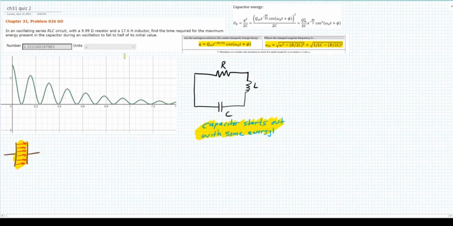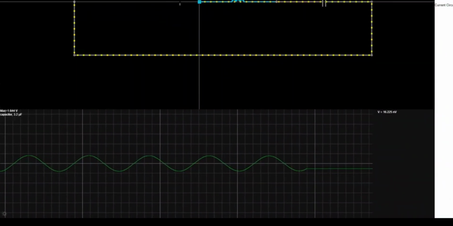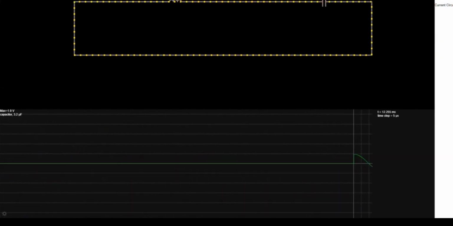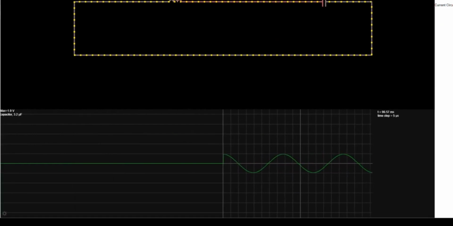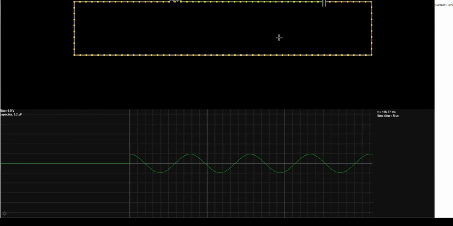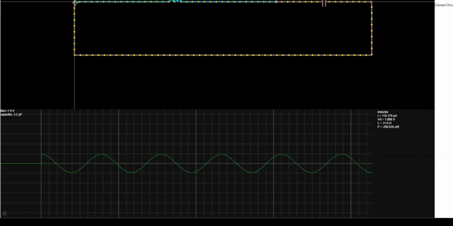But our capacitor starts off with some energy. And in a perfect world, we don't have any resistive losses. This is what a perfect world looks like right here. This is an LC circuit. So you can see just perfectly sinusoidal behavior, simple harmonic motion. It's a sine wave that never diminishes. It's forever young.